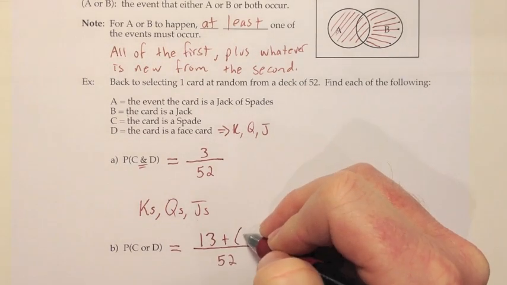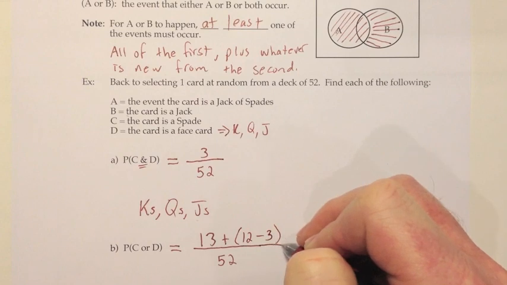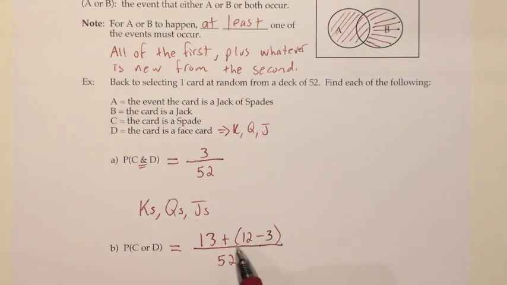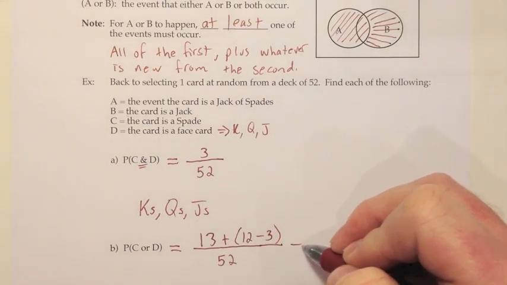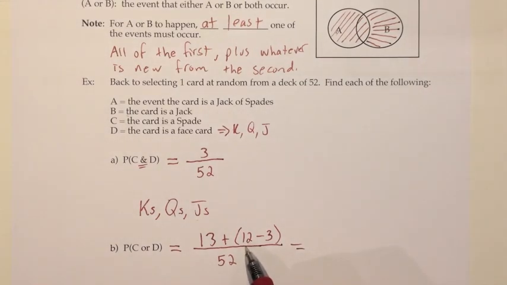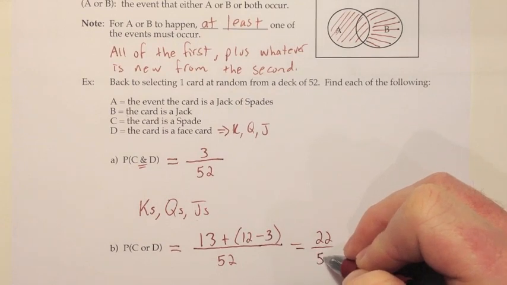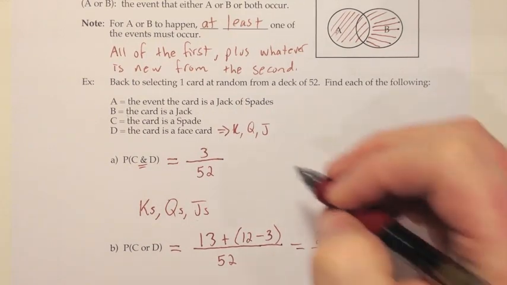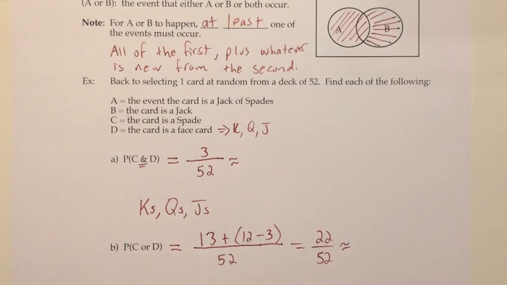So of those 12 face cards that are left, we want to count only the ones we don't have yet. So we would want to remove the 3 right here that have already been counted in this 13 and not count them again. And then we could simplify that. Let's see, 13 plus 12 is 25 minus the 3, so that's 22 out of 52. You could go ahead and reduce that, but there's really no point because we're going to go to a decimal anyways on that. So let me go ahead and grab the calculator and we'll finish that off.